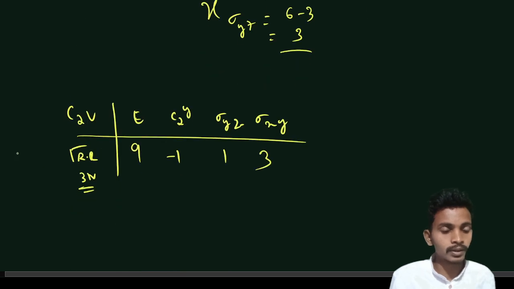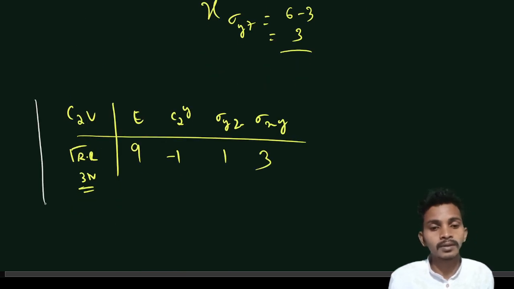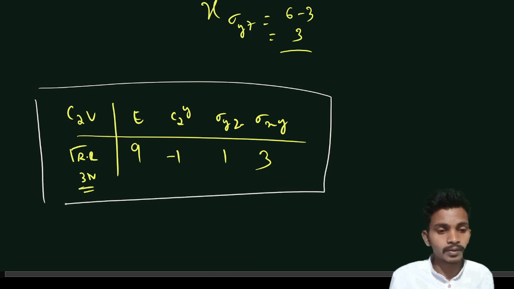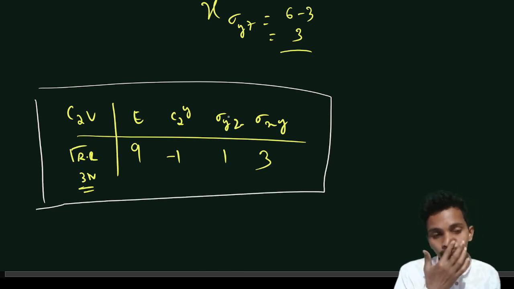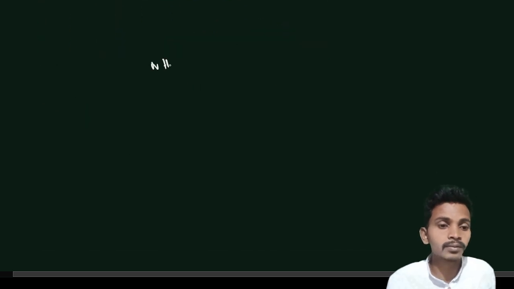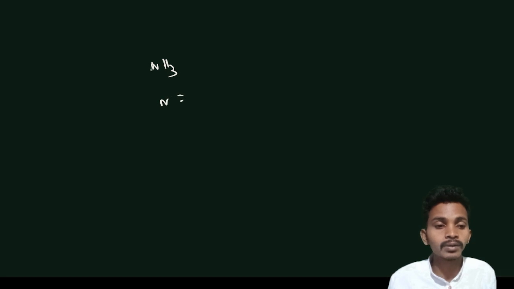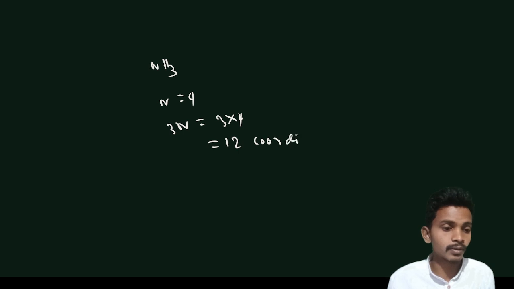So this is the reducible representation on the basis of 3n systems. For ammonia, how many atoms? N equal to 4. So 3n equal to 3 into 4, that is 12 coordinate systems.